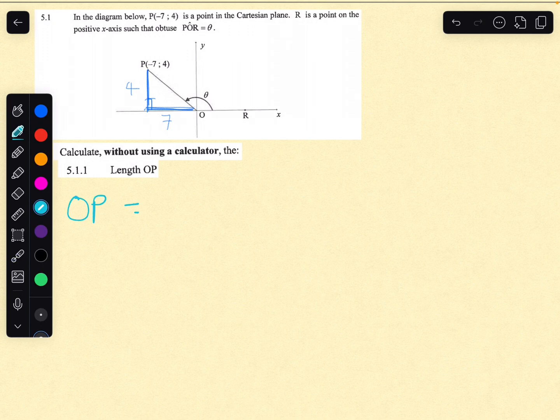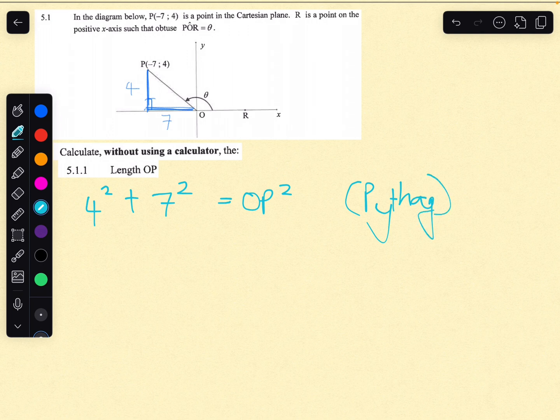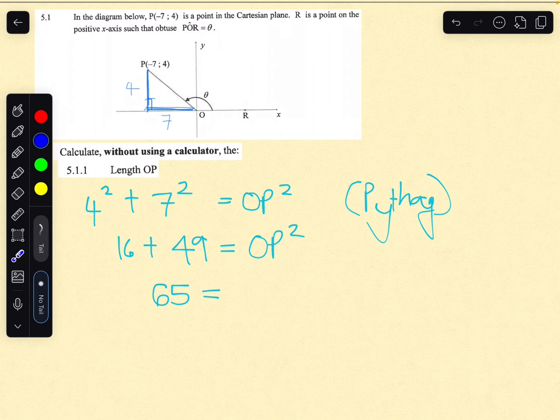So OP will be equal to the square root of, let's write it out the Pythagoras way, 4 squared plus 7 squared. But yes, sorry, for those who are wondering, you could just use the distance formula as well, which is Pythagoras in disguise, right? The distance from P to O. But anyway, right, so this is because Pythag said so. So 4 squared plus 7 squared is equal to OP squared. That is 65, I think. Right. Let's just check. 49 plus 10 is 59 plus 6 is 65.